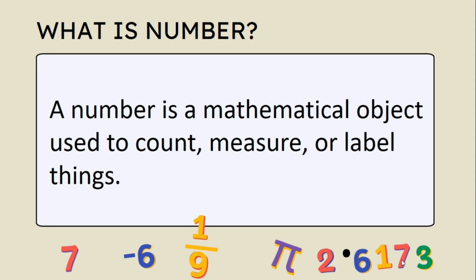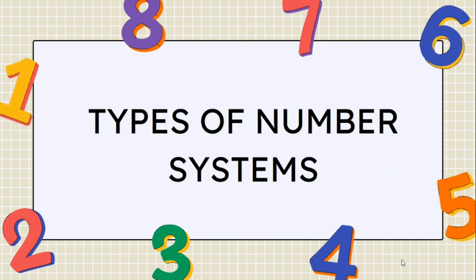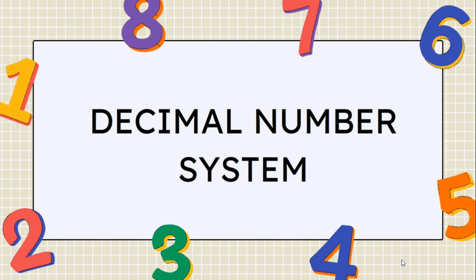So, a number system is a way to represent and count numbers using a set of symbols and rules. It decides how numbers are written and used in calculation. In number systems, there are four types. The first one is the decimal number system.